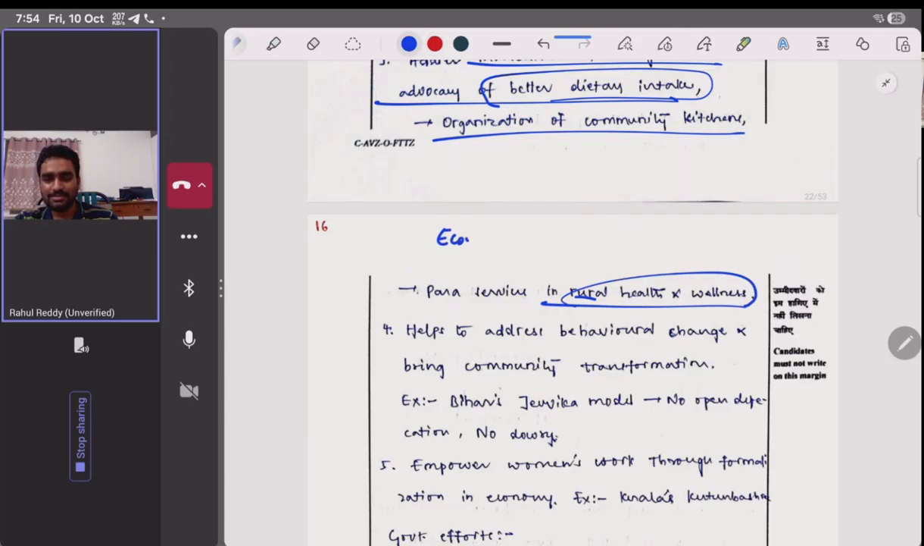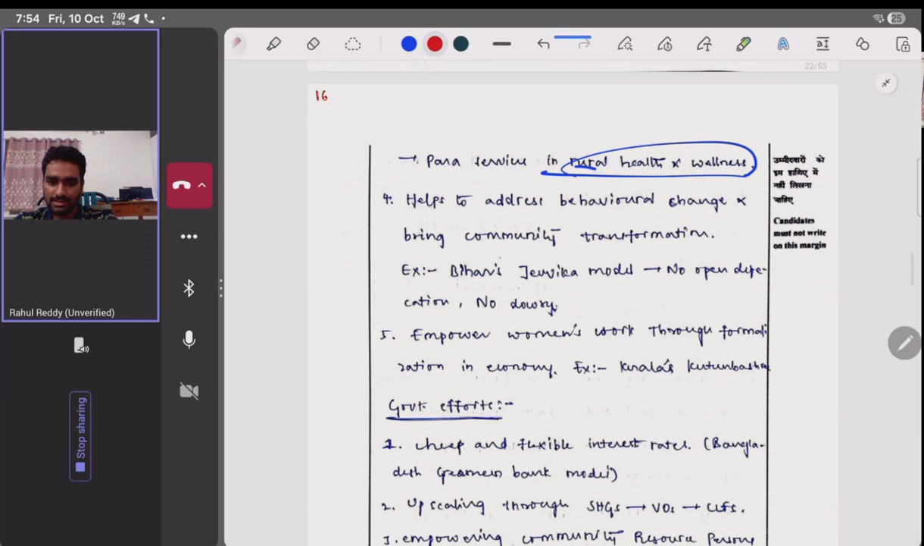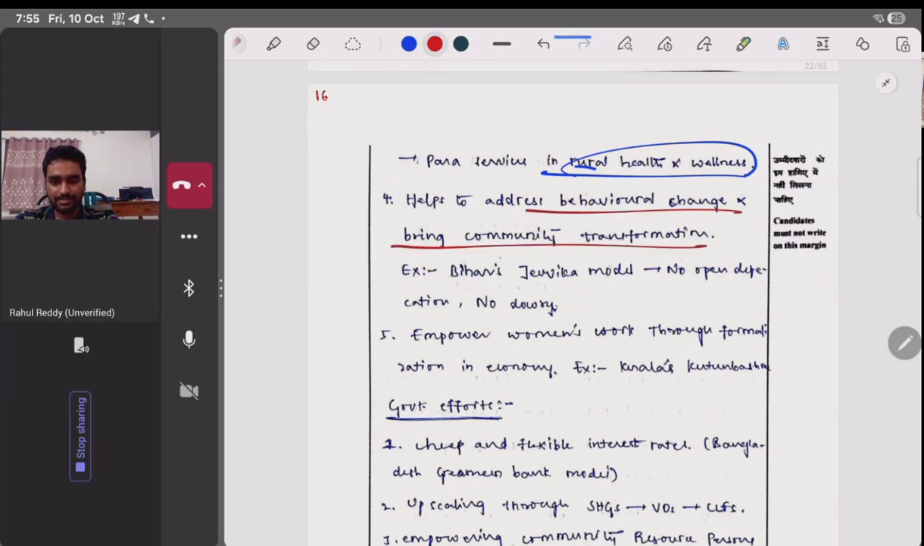जब आपकी इकोनॉमी बढ़ती है तो आपका हर एस्पेक्ट बेटर होते जाता है. आपकी लाइफस्टाइल बेटर होती है, आपकी हाइजीन बेटर होती है, आपकी डाइट बेटर होती है, आपकी पॉलिटिकल अवेयरनेस बेटर होती है. पैसा आ गया तो वहां पे सब कुछ बेटर होते जाता है. ओवरऑल इट्स अ कॉम्पोनेंट, राइट? हेल्प टू एड्रेस बिहेवियरल चेंज एंड कम्युनिटी ट्रांसफॉर्मेशन.